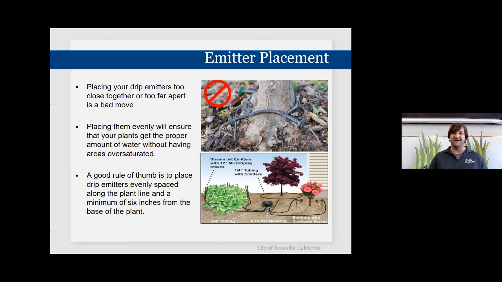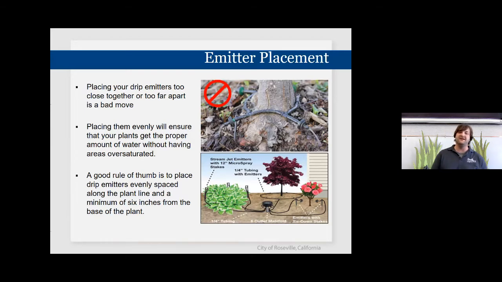All right, next slide. So, emitter placement. Placing your drip emitters too close together or too far apart is a bad move. I see a lot, especially on commercial properties. I think I was just at a Safeway the other day, not in Roseville, thankfully, where a tree had just pulled up this drip line and had grown into it. It was almost rotting out the trunk of the tree with how it was running because it was just so constricted. You never want to do something like that.